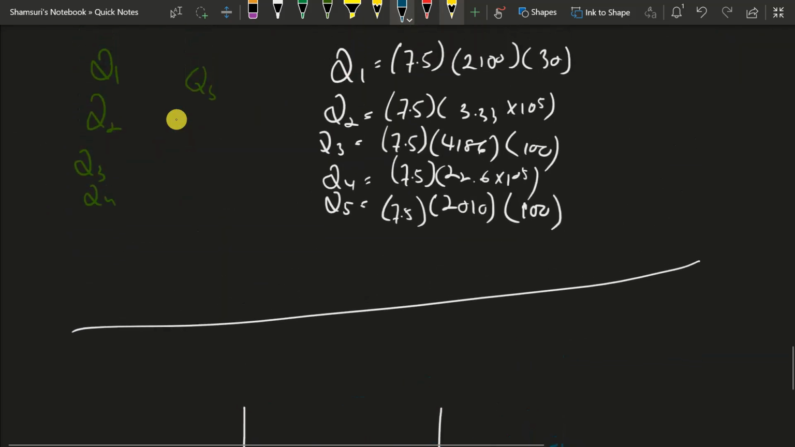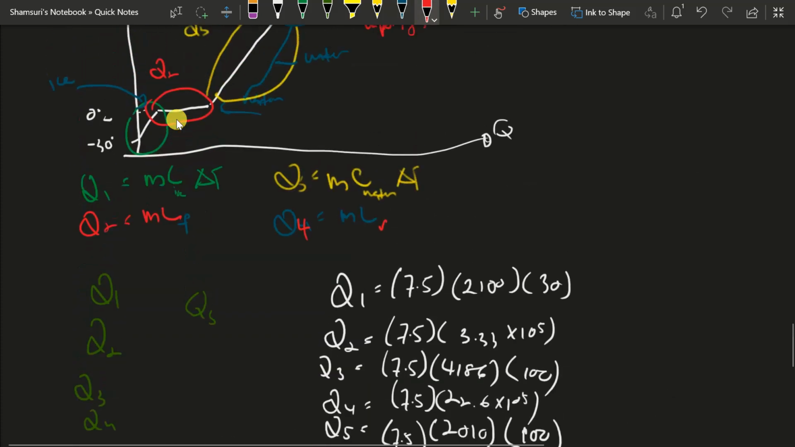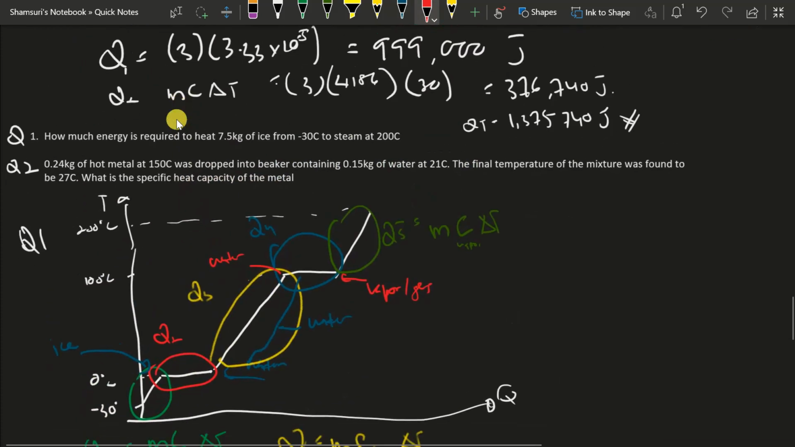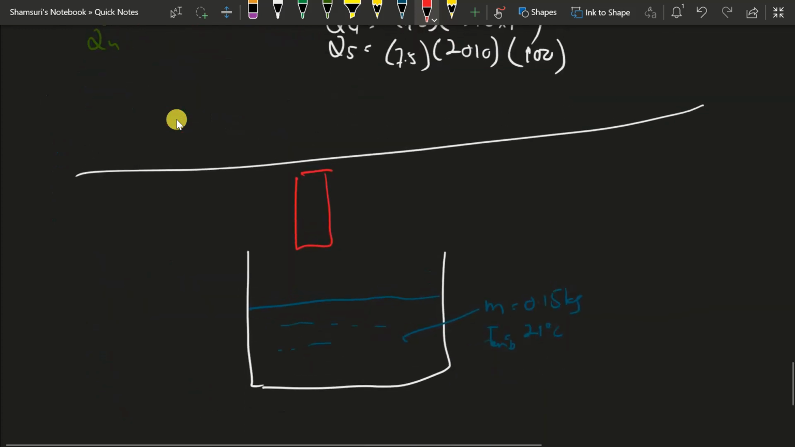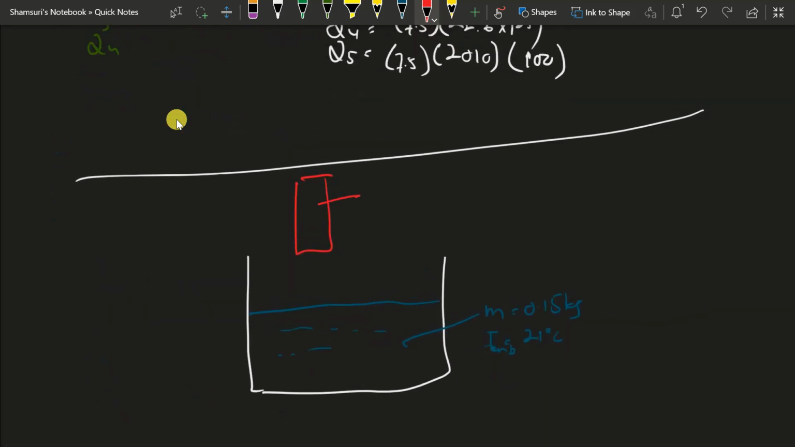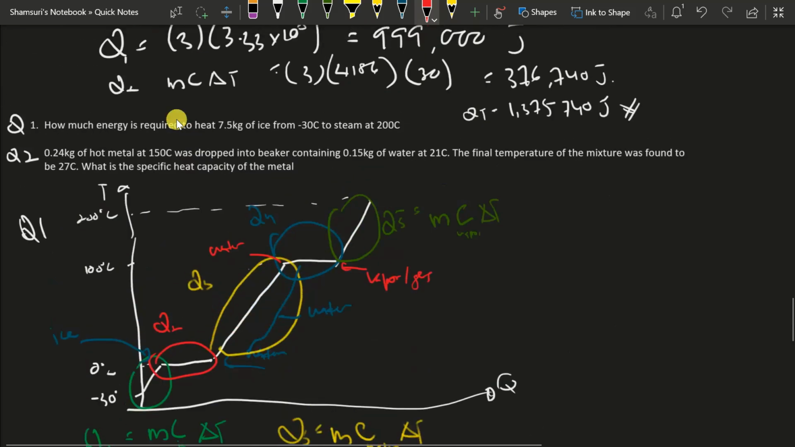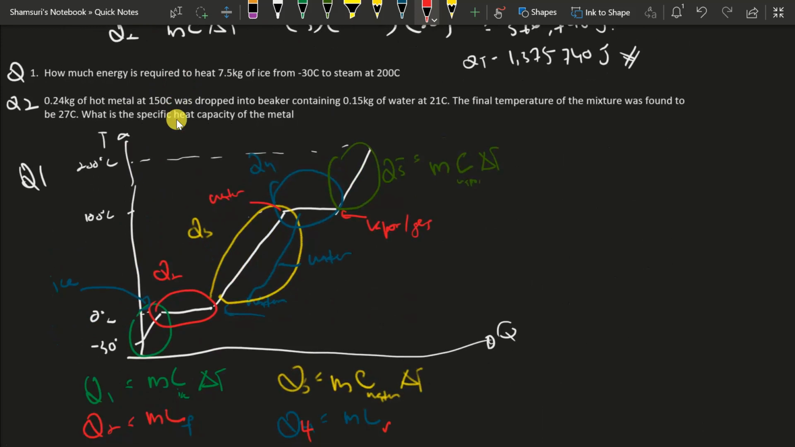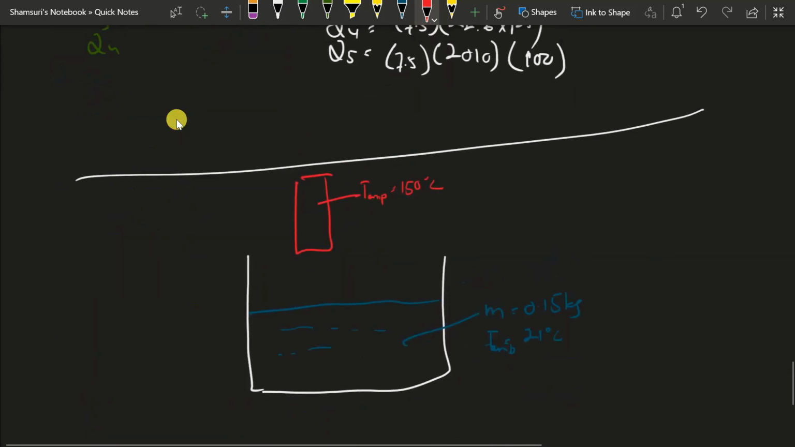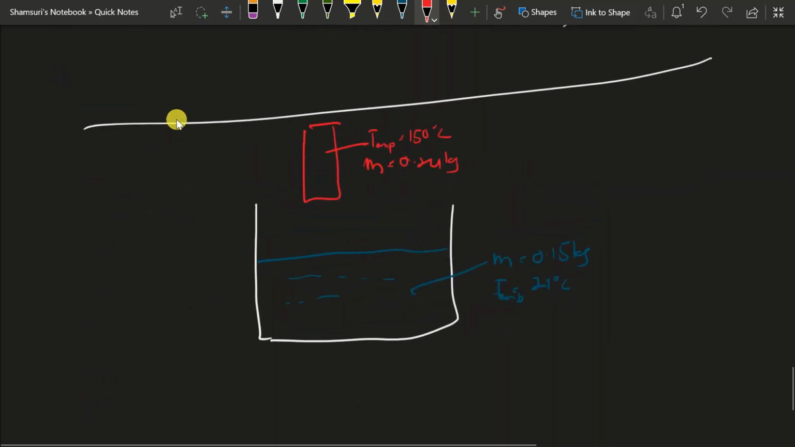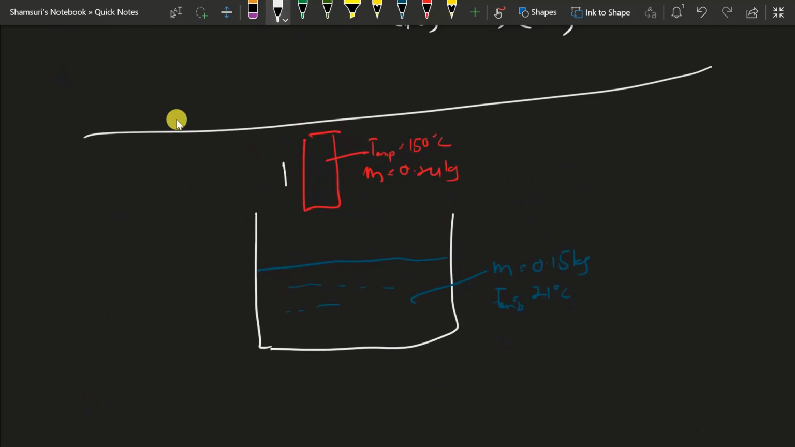And then you have the hot metal. The hot metal was 150 degrees. The temperature is 150 degrees, and the mass is 0.24 kilogram. What happens? This metal is dropped into the water.